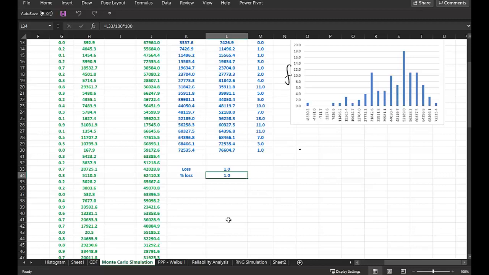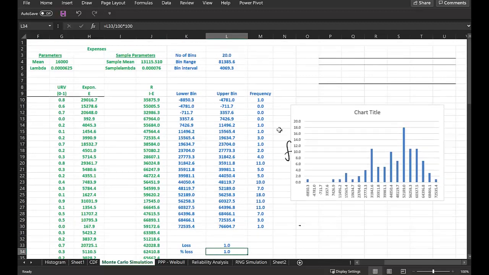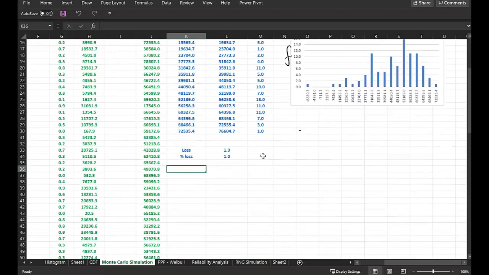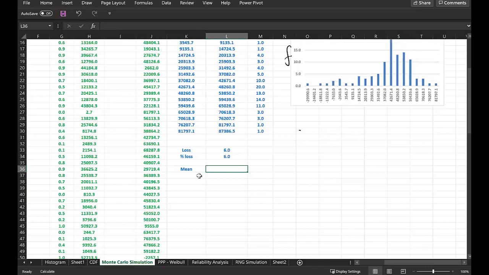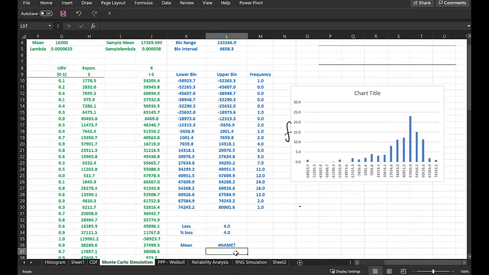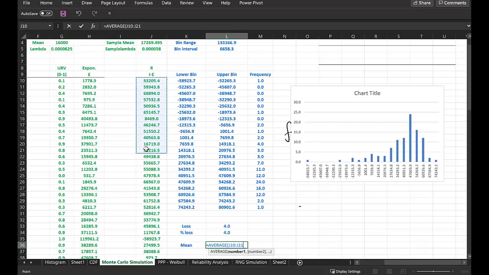For this case we can also calculate the corresponding mean, the corresponding standard deviation, and different percentile values. For example, we can calculate the mean of R, that is total profit. So we can calculate the mean of total profit. This is equals to average of this, going up to 110. So this gives me the mean of profit.